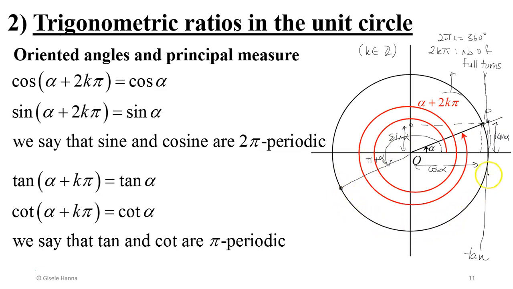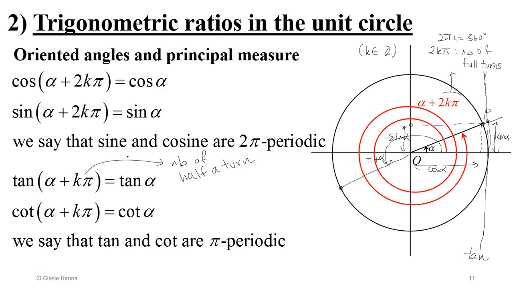Similarly, if we continue, every half a turn, the point would have the same value of tan of its corresponding angle, whether in the positive sense or in the negative sense, and it's the same thing for cotan. So tan of alpha would be the same as tan of alpha plus k pi, where k pi represents the number of half turns. If k is positive, the half turn is done in the positive sense. If k is negative, the half turn is done in the negative sense. So tan and cotan are pi periodic. They have a period of pi.